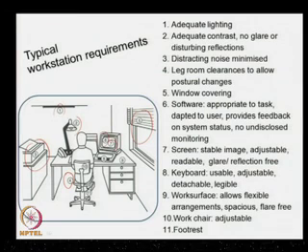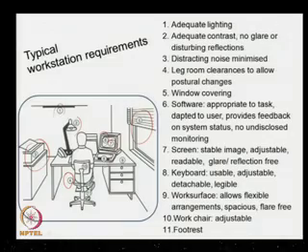Number 7, the screen, stable image, adjustable, readable, glare and reflection free. If these problems are there, then this person accordingly will adopt a peculiar posture to focus on that, and then the seat may not support those positions. Number 8 is that the keyboard should be usable, adjustable, detachable and legible. Number 9, work surface allows flexible arrangements, spacious, glare free. Number 10 is that the work chair should be adjustable and a footrest should be provided if it is necessary.